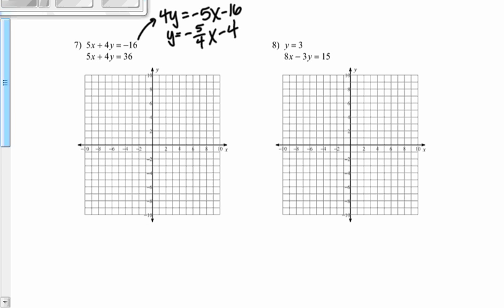And I'm going to go ahead and graph this line. So y-intercept of negative 4, and then down 5 over 4. And I'm also going to go in the other direction. So up 5, back 4. I'm going to go up 5, back 4. All right, so here's our first line.